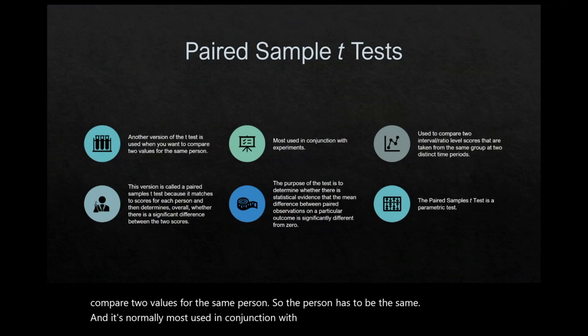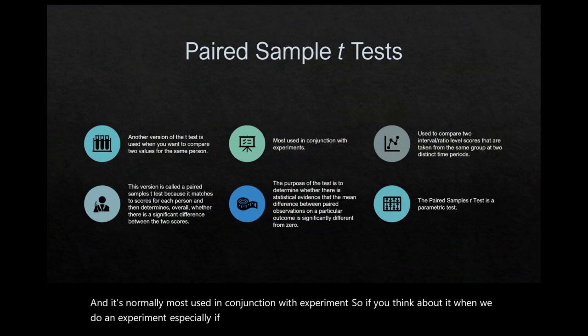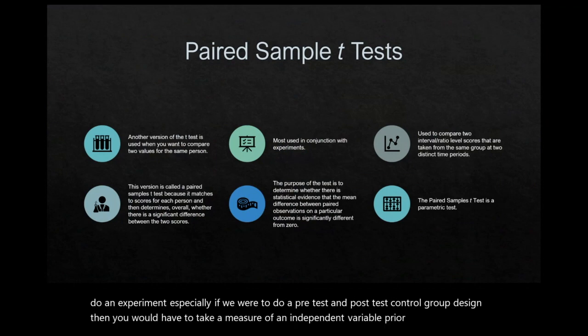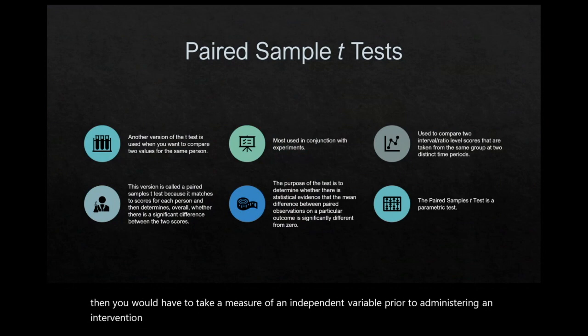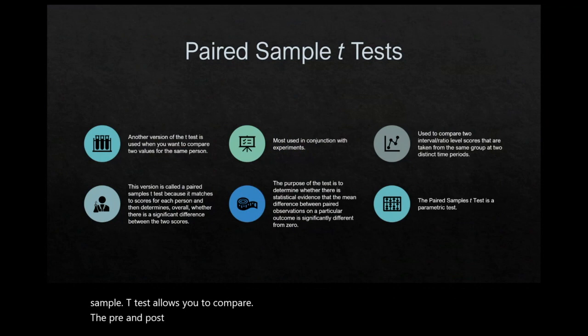So if you think about it, when we do an experiment, especially if we were to do a pre-test and post-test control group design, then you would have to take a measure of the dependent variable prior to administering an intervention, and then taking a measure of the dependent variable after. And so the paired sample t-test allows you to compare the pre and post numbers and then try to ascertain whether or not there is a significant difference between those two.